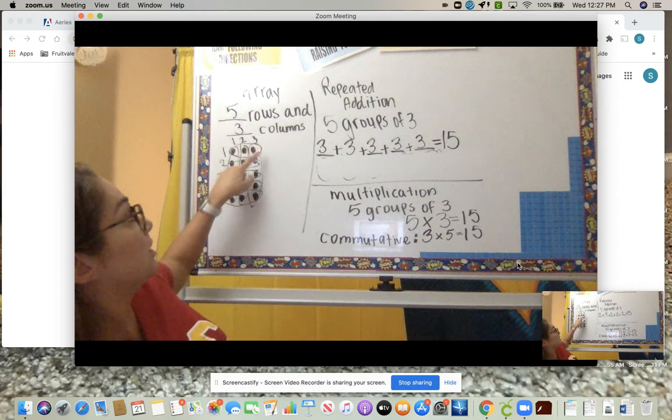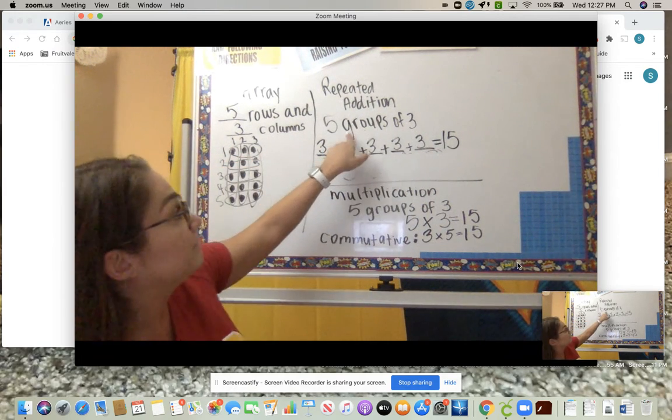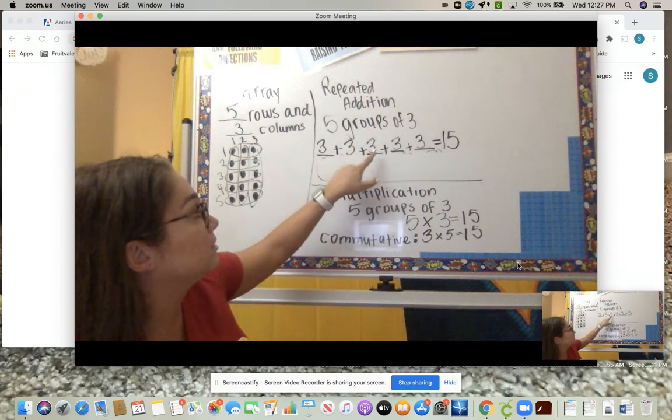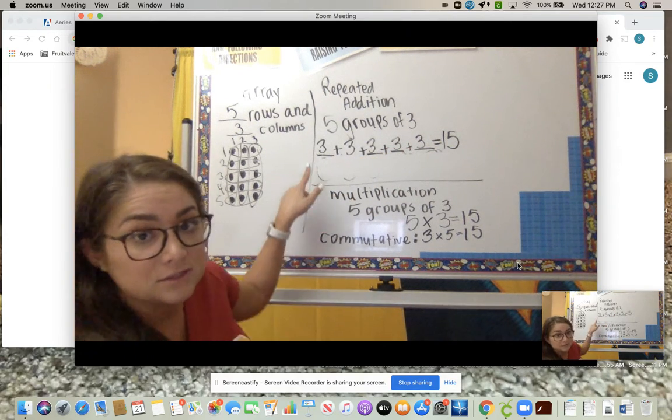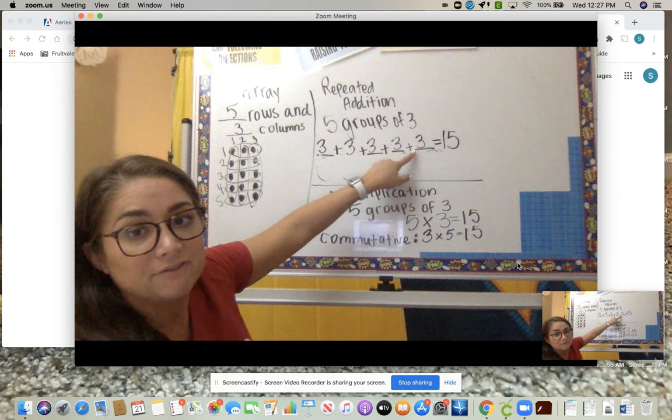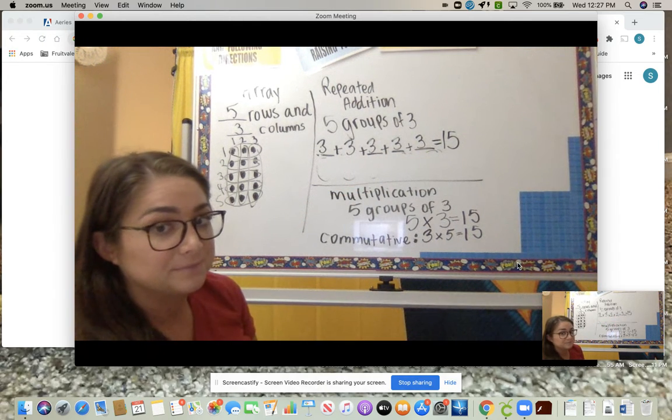Well, we see right here, we have 1, 2, 3. We have 5 groups of 3. So we put 3 in each group. You can add with your fingers, whatever you like. You can skip count. So we get 3, 6, 9, 12, 15. So our answer is 15.